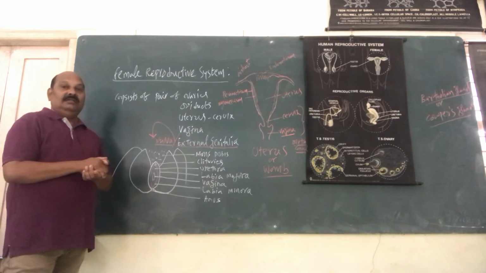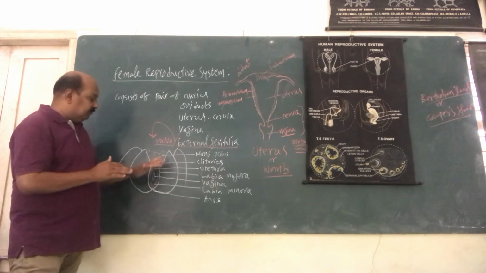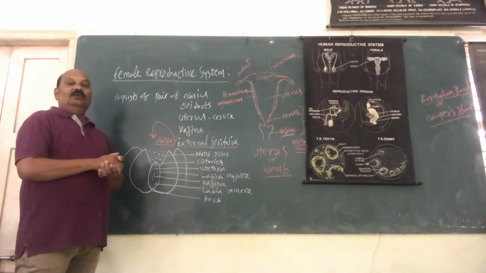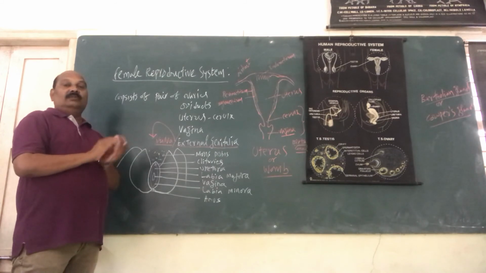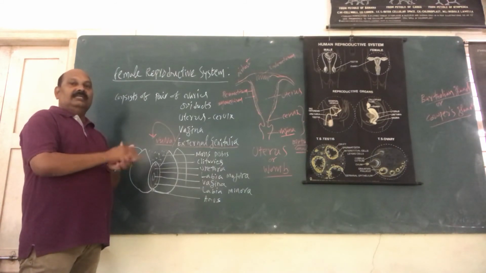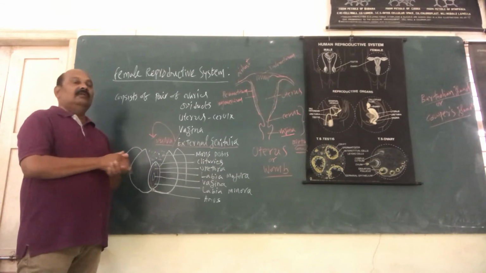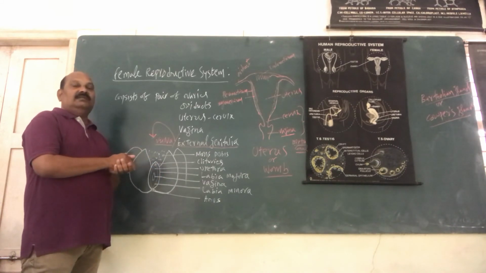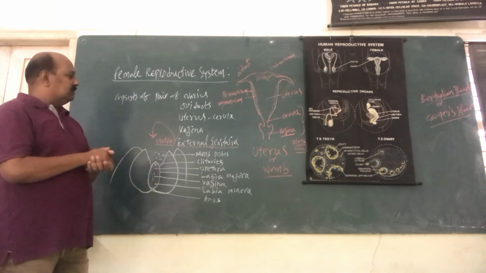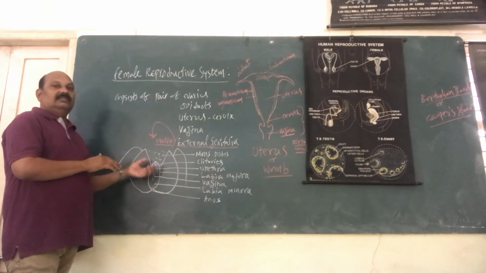Now the complete opening is covered by a thin and delicate membrane called the hymen. The hymen is a covering for the whole structure. When it is completely covered, it is protecting all the organs. Normally, this hymen gets ruptured at the time of first coitus. So these are all the main structures of the external genitalia.